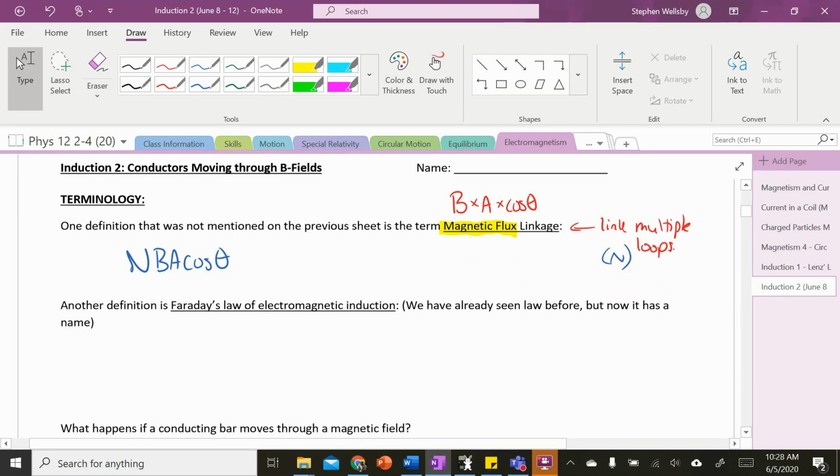Another definition is Faraday's law of electromagnetic induction. We have seen this before, we've just given it a name. As a reminder, this is the formula here. Our EMF, which is also known as potential difference, which is also known as voltage, equals negative N times delta phi, where phi is this flux. So flux equals this. Another way of saying this, just to backtrack, N phi equals flux linkage.